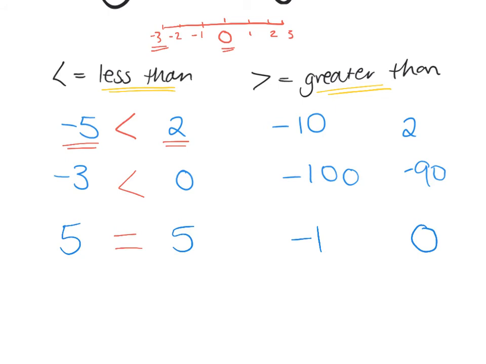I'm moving over to the top. -10 is what to 2? It is less than 2. -100, -90. Which one is smaller? Which one is further away from 0? -100. So -100 is less than -90. Last one here. -1 is less than -0.